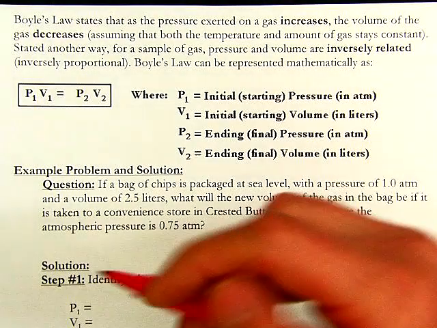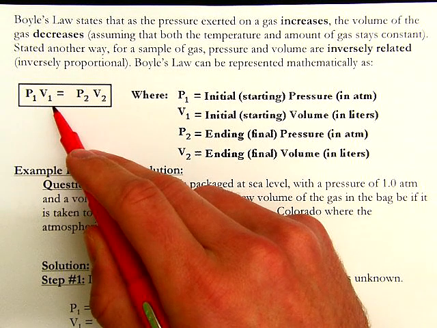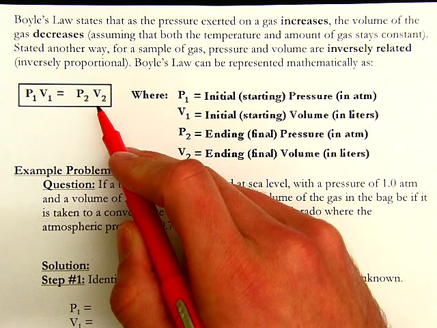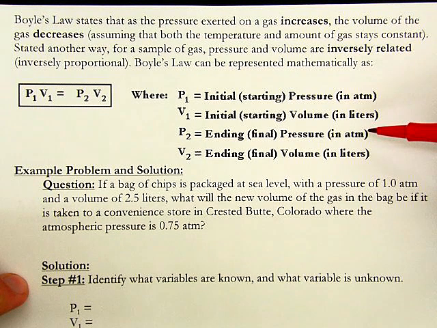We have starting conditions and ending conditions: starting pressure, starting volume, ending pressure, ending volume. The units here say pressure in atmospheres, volume in liters. It won't really matter what unit of pressure you have, as long as you have the same unit of pressure when you start and when you end. The same is true of volume. The math will work out if it's in liters or milliliters.